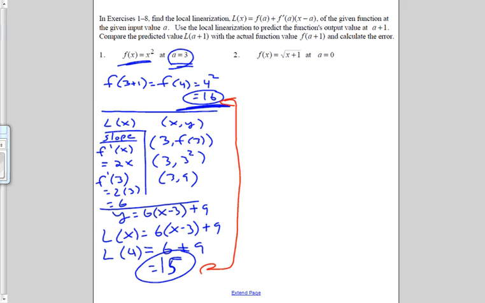Okay, so try this one on your own. What I want you to do is pause the video, and when you've got a good answer, unpause it, and then I'll go through the solution.